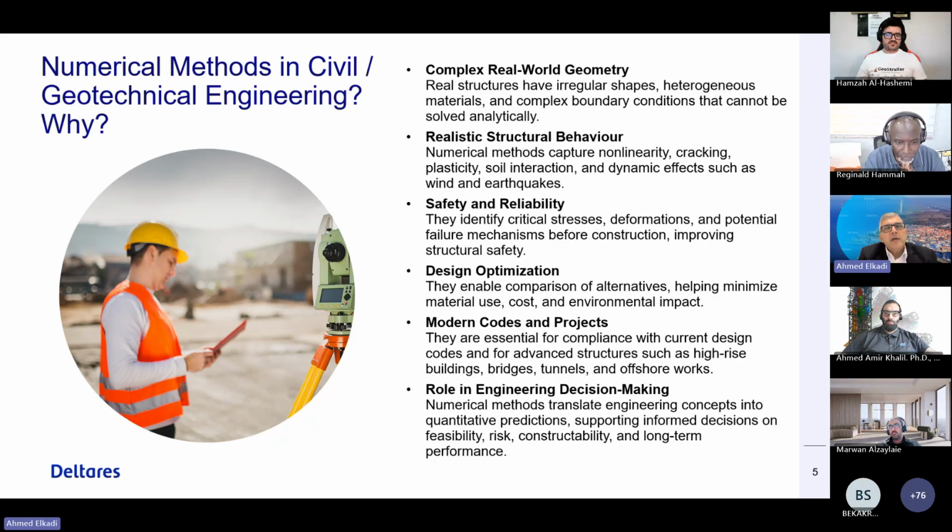We see that we are more and more aiming at resilient infrastructure, and that also comes with optimization and value engineering. And we need to have a clear role in how to utilize these numerical methods to support sound decision making. We need to support informed decisions on feasibility, on risk, on constructability, and definitely try to mitigate over design and waste of resources.